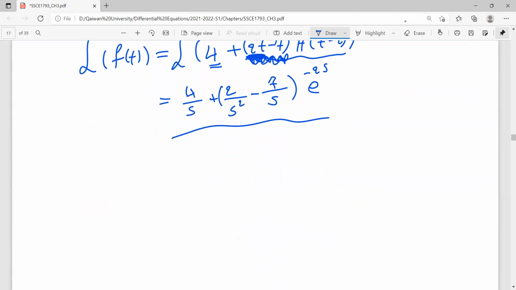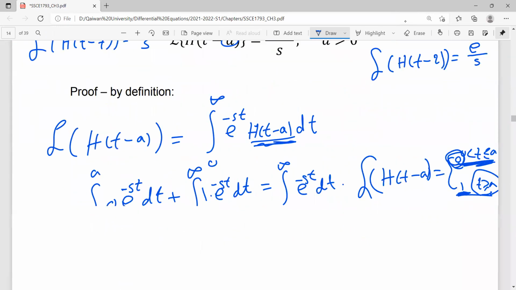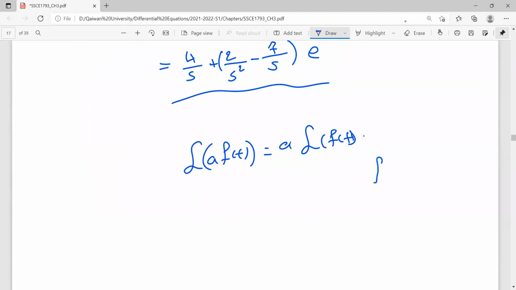Okay. You say the Laplace transform of a times f of t. I'm going to apply this rule. It equals a times the Laplace transform of f of t. Let's return to the rules. Let me write down the rule here. We say the Laplace transform of t to the power n equals n factorial divided by s to the power n plus 1.